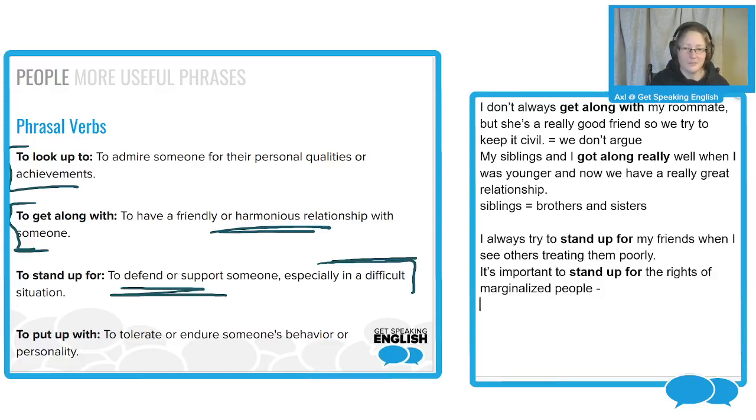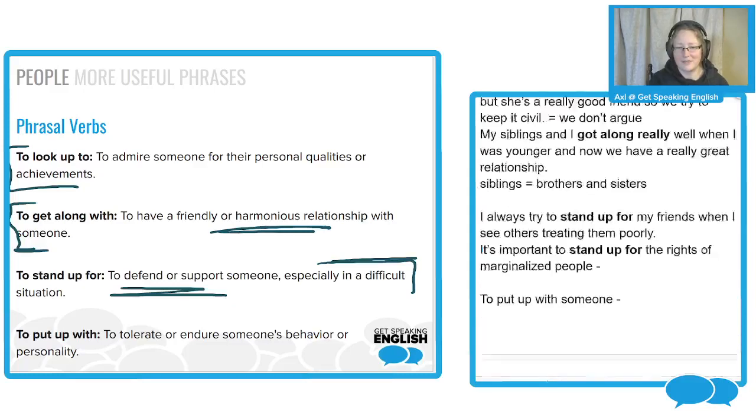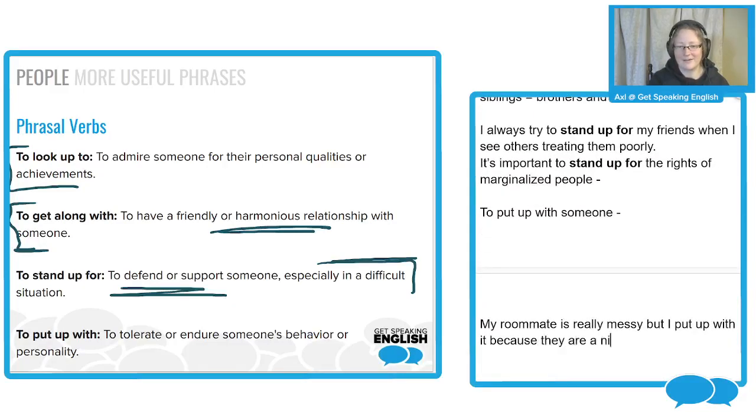We could also put up with someone. So put up with someone, which just basically means to tolerate someone's behavior or maybe parts of their personality that you don't really like. So, for example, my roommate is really messy, but I put up with it because they are a nice person. Maybe something like that. So you could tolerate it.